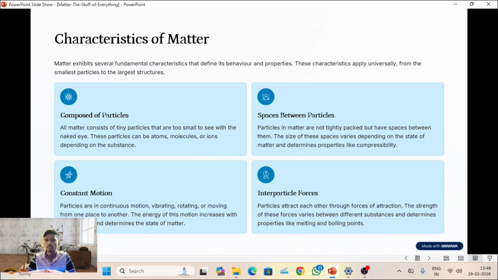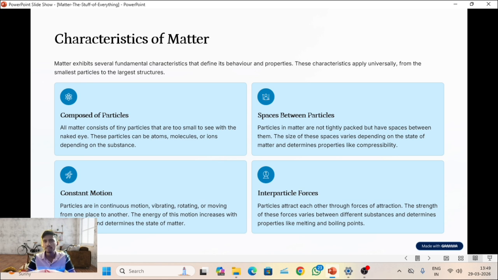Constant motion. Particles are continuously in motion, vibrating, rotating, or moving from one place to another. The energy of this motion increases with temperature and determines the state of matter. For example, in gaseous state, the particles move rapidly and vibrate in its position, rotate and move from one place to another. It depends upon the temperature.